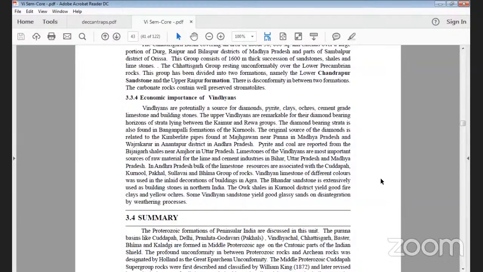The Bhander sandstones are extensively used as building stones in northern India. The Auk shales in Kurnool district yield good white clays and yellow ochres. Some Vindhyan sandstones yield good glassy sands on disintegration by the weathering process.